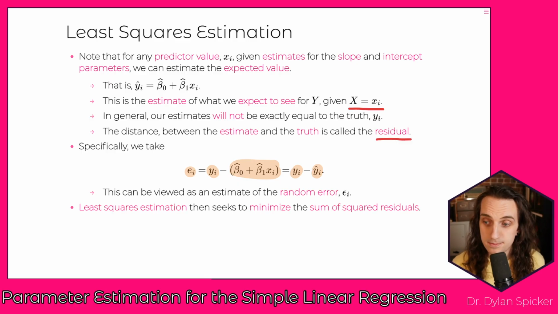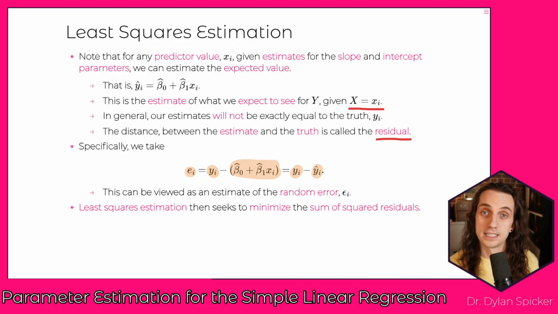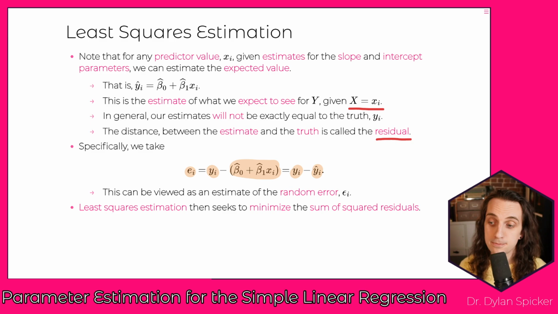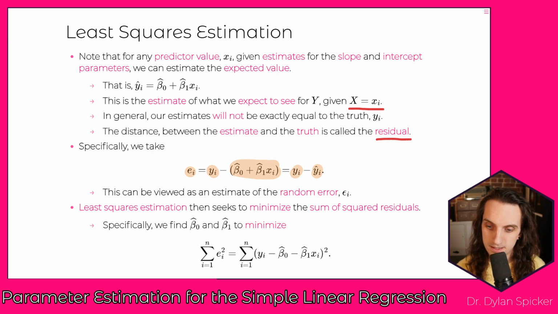Now, least squares estimation is going to seek to minimize the sum of our squared residuals. Okay, and so the idea is that if we square our residuals and then add those up, we want to find the line that is going to make that as small as it possibly can be. Okay, so specifically, we're going to be looking for beta 0 and beta 1, and specifically the hats of those, that are going to minimize this sum over all of our data points of ei squared.